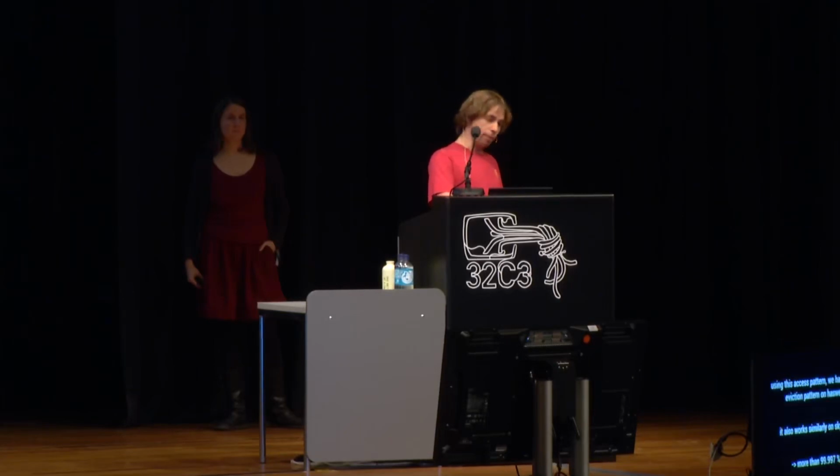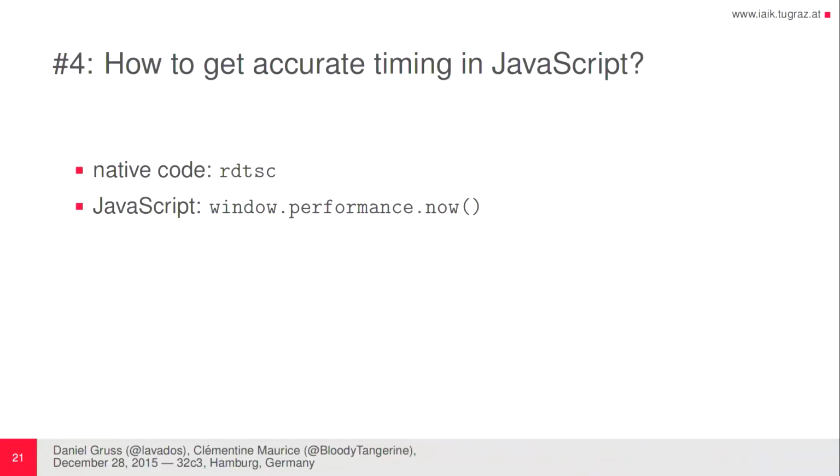So there's one remaining question: how to get accurate timing in JavaScript. We need the accurate timing for two purposes. First, to interconnect these pages if we do not have enough congruent addresses on a single page. And secondly, we have to decide whether an address is cached at some point. We have to decide whether eviction was successful or not. In native code, this is fairly easy, because you can just use RDTSC and you get a sub-nanosecond accurate timestamp. In JavaScript, it's a bit more complicated, but window.performance.now is just perfect. It works if you have enough accesses.